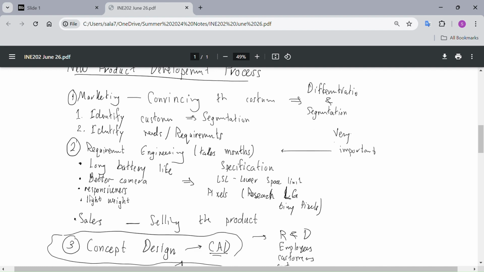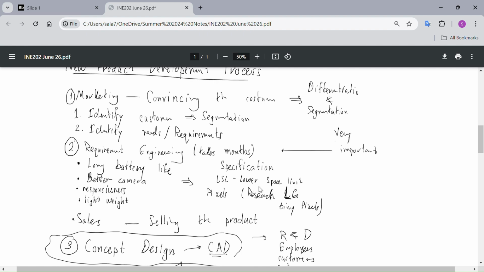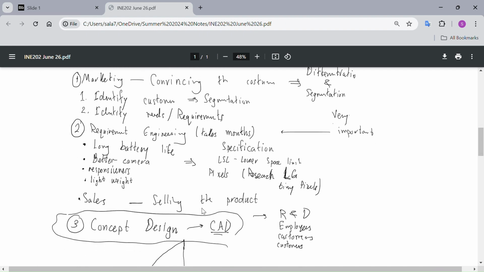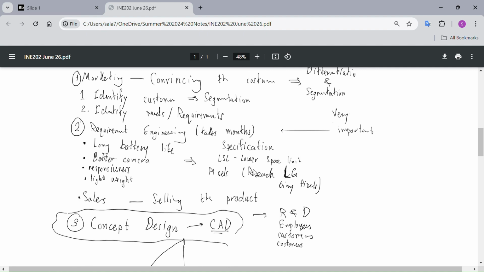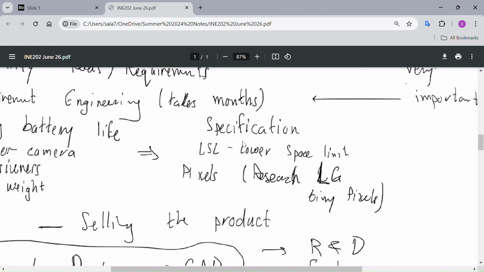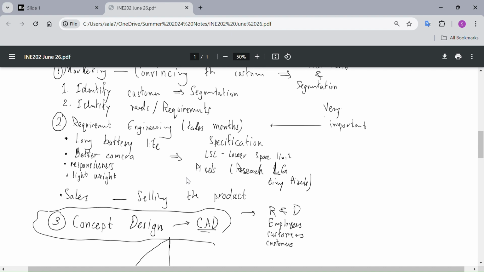So, for example, if you want to develop a new phone, what would be the requirements? We would say long battery life, better camera, responsiveness, and lightweight. And then we have pixels and stuff like that.